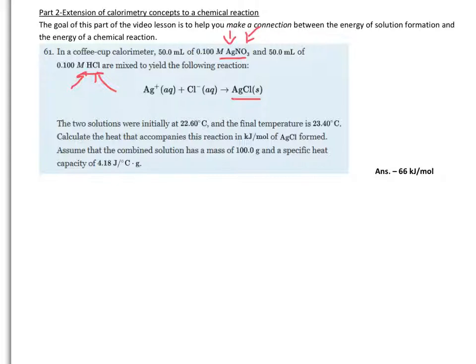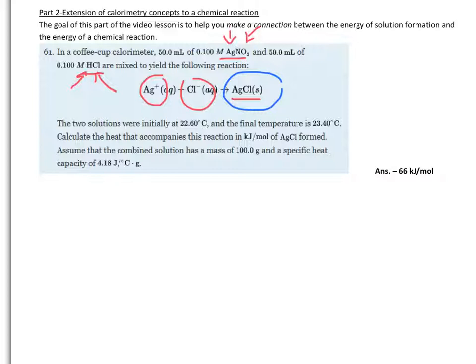But now, once those solutions are mixed, those attractive forces between the silver ions and water molecules are going to have to break. And similarly, the attractive forces between the chloride ions and the water molecules are going to have to break, because now those two ions are going to attract to each other and form a new attractive force in the precipitate silver chloride. So just like solution formation, we have attractive forces being broken. That's going to be an endothermic process. And we have new attractive forces being formed. That's going to be an exothermic process.